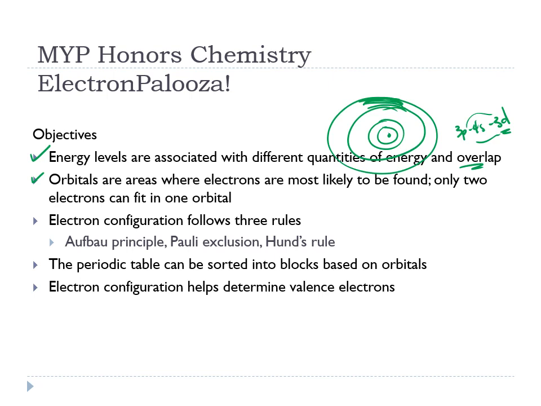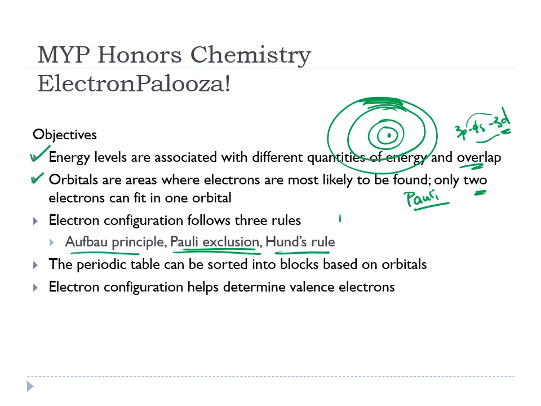4s has less than 3d because this is where that overlapping stuff starts to happen. Orbitals are areas where electrons are most likely to be found. Only 2 electrons can fit in any one orbital. Pauli exclusion principle says so. Electron configuration follows those 3 rules. Pauli exclusion principle. Aufbau, we always start at the lowest energy level first.